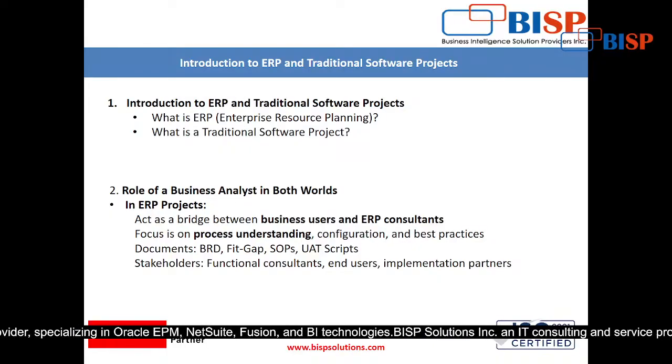In traditional software projects, each time you have to consult with the company that developed your application. But in ERP, you just have to hire your own developer who is good in that ERP product, and then keep on changing. That's it. So first of all, let's have an introduction to ERP and traditional software projects.